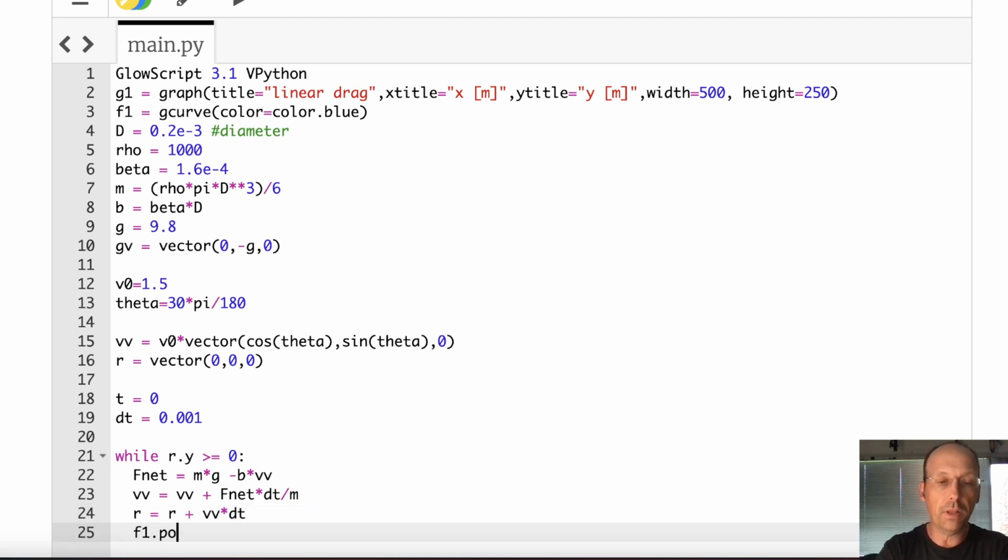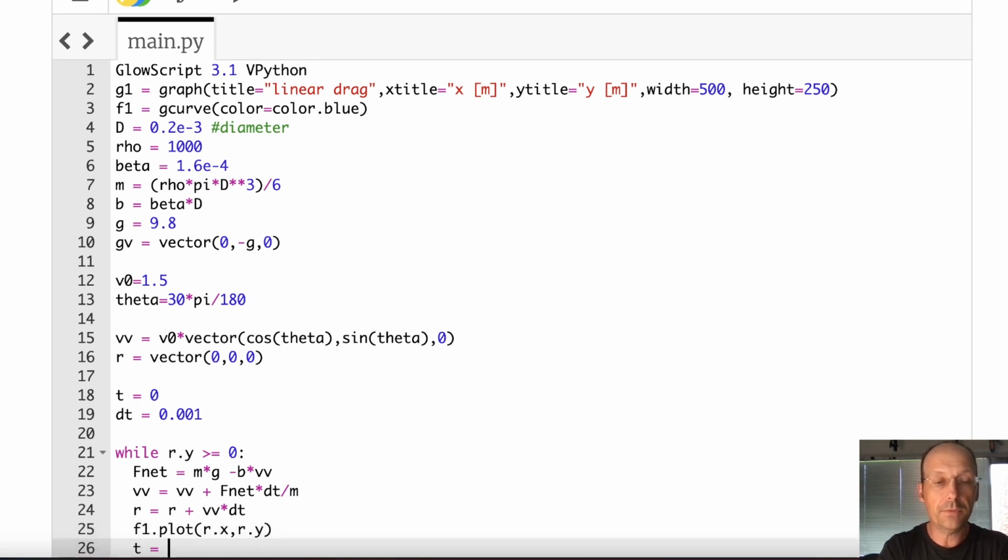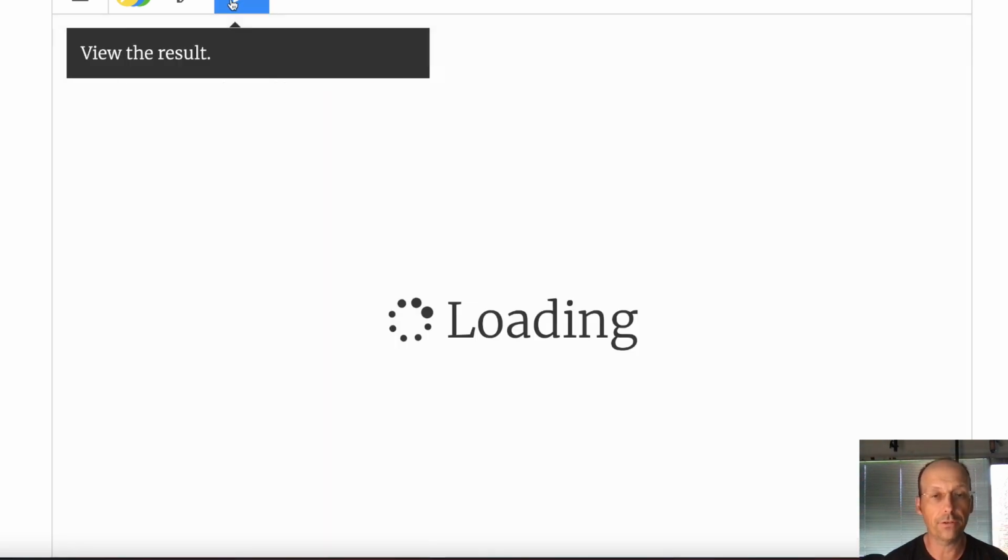So F1.plot, the trajectory. I can't plot a vector, but I can plot the x and y components. So I can plot R.x, R.y, and now I'm going to update time. T equals T plus dt. I think this is going to run the first time without any errors. But let's see. I'm open to errors too.